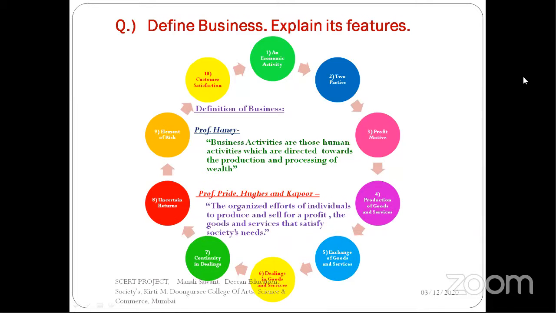Uncertain return. Whenever we are doing business, it is not sure that we are getting what we expect, or that all the time we are earning profit. There are chances of loss also. Therefore, business involves an element of risk. And obviously, why are we doing business? To satisfy our customer. So all these are the features of our business. This thing we completed in our last lecture. This is just a recap of that.